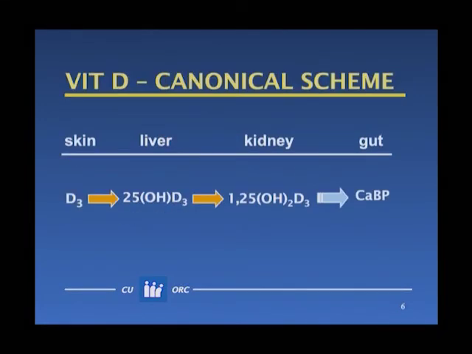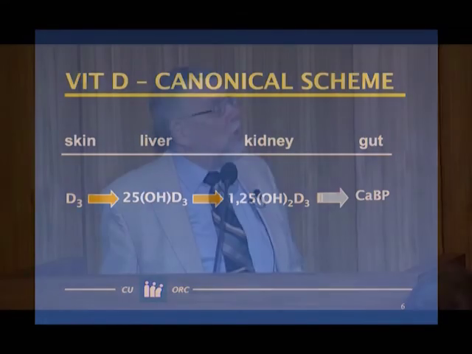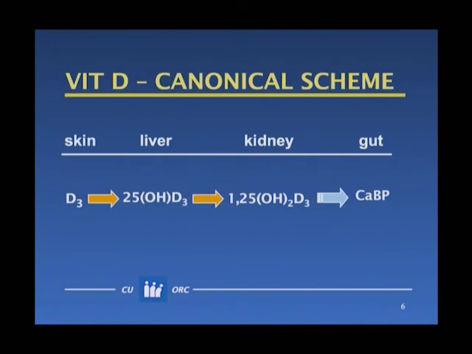Now, the canonical scheme for vitamin D is that the D is made in the skin. It's 25-hydroxylated in the liver. It's subsequently hydroxylated at the one position in the kidney, and that product circulates in the bloodstream and goes to the intestine, where it stimulates the formation of the proteins that are important for the active transport of calcium from our food into our bloodstream. This is basically what we've known for 20 or 30 or maybe even 40 years now. That's why I refer to it as the canonical scheme. That's what, if you are going to school, you learn in the basics.